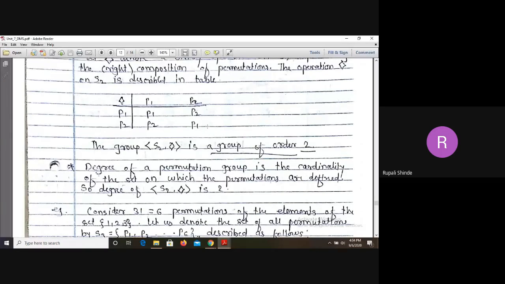So in this way we can form any permutation table, and based on this you will get a question for 4 or 8 marks to form a permutation table. So have you understood?